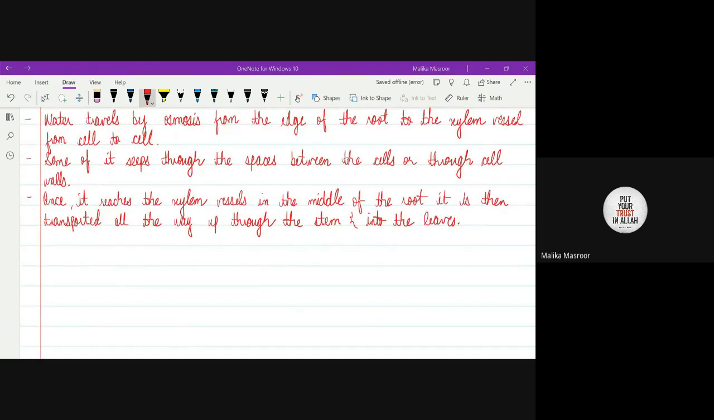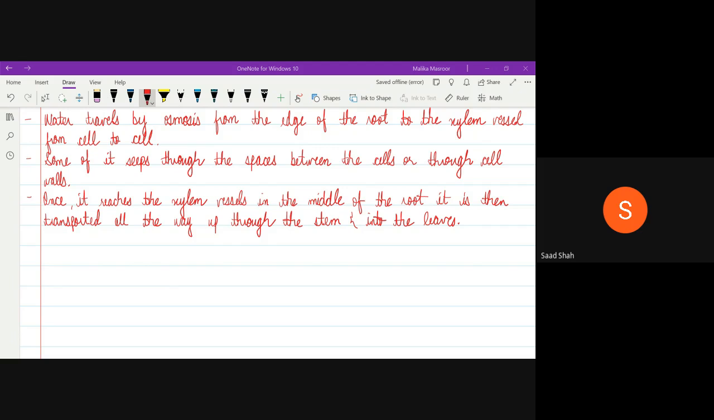Is this clear? Why does water move up? Shouldn't it fall to the ground due to gravity? So there are certain forces that help water move up. There are cohesion and adhesion forces.